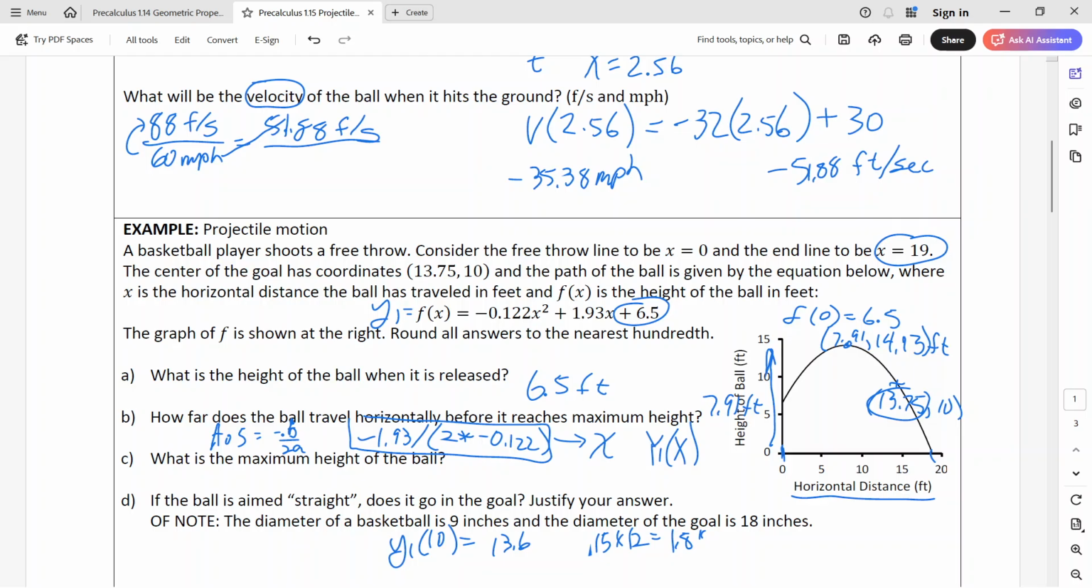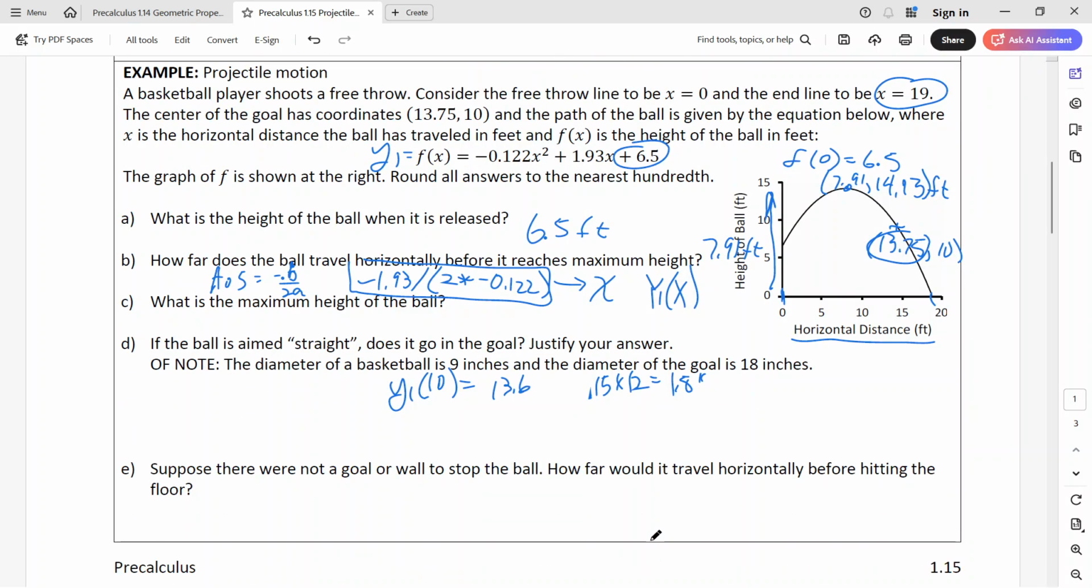Surely you made it. You might know this if you're a basketball player, that the ball is roughly 9 inches in diameter, and the hoop is 18 inches in diameter. So surely if you're within 2 inches of the center, it's going to go in, assuming it's straight. So these are all those same skills that we've looked at. Now we're just doing it in application.